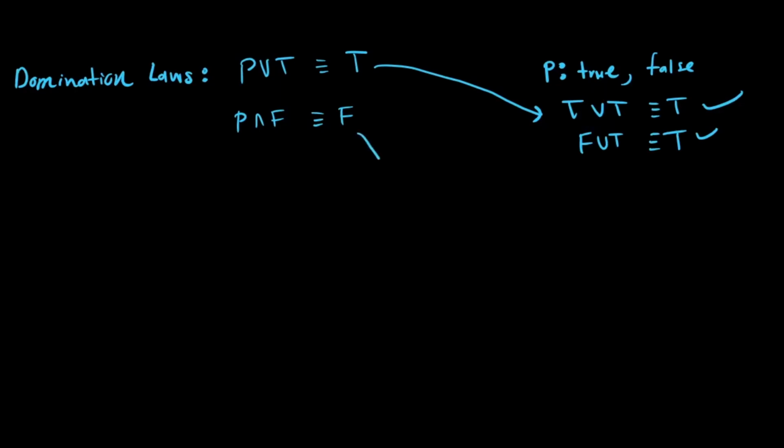Now let's look at the second one over here, and let's apply the same idea. If I have P is true, I have true and false, it's congruent to false, because that's how the and operator is working. And if I have P being false and false, I will have false. Okay, so hopefully that makes sense for domination laws.